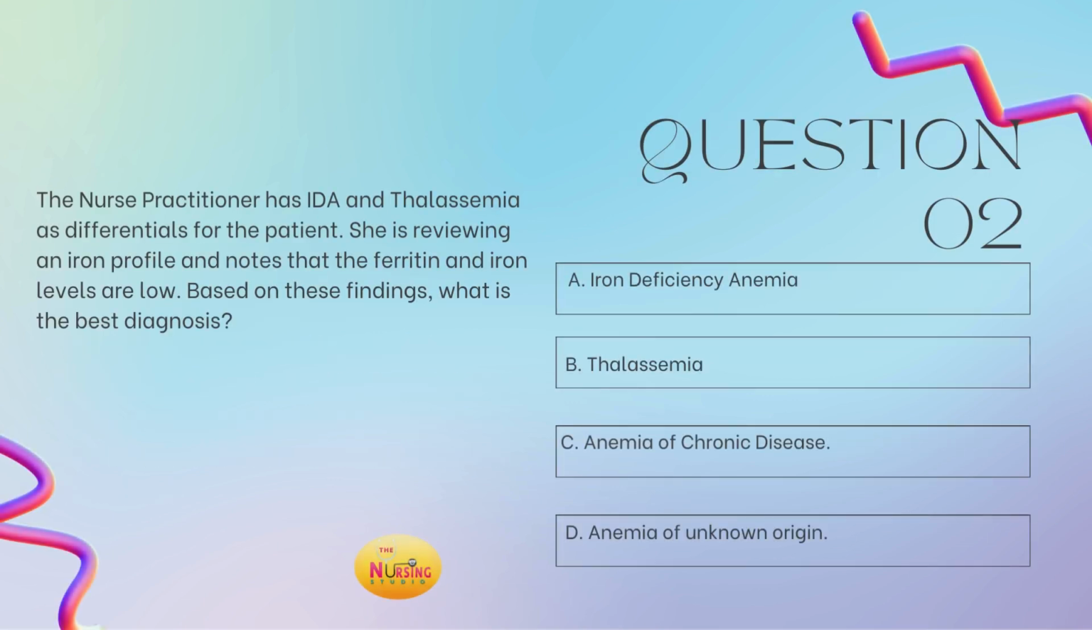All right, question number two states the nurse practitioner has iron deficiency anemia and thalassemia as differentials for this patient. She is reviewing an iron profile and notes that the ferritin and iron levels are low. Based on these findings, what is the best diagnosis? Is it A, iron deficiency anemia, B, thalassemia, C, anemia of chronic disease, or D, anemia of an unknown origin? Take a moment and tell me what you got in the comments, you guys.